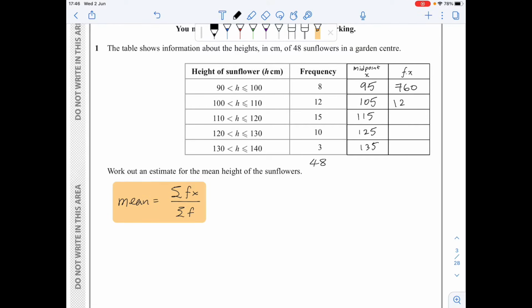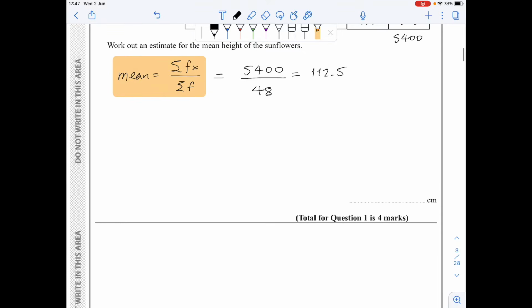760, 1260, 1725, 1250, and finally 405. And if I add this up, I will get 5400. So if I substitute this in my formula, I will get 5400 over 48, which will give me 112.5, and those are centimeters.